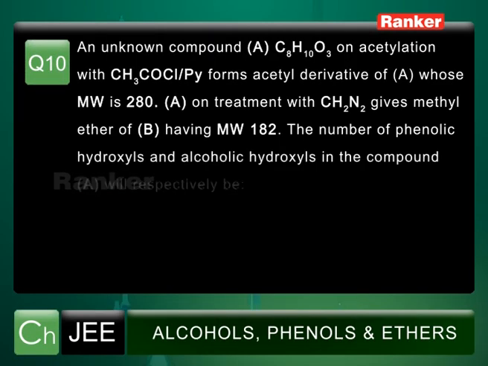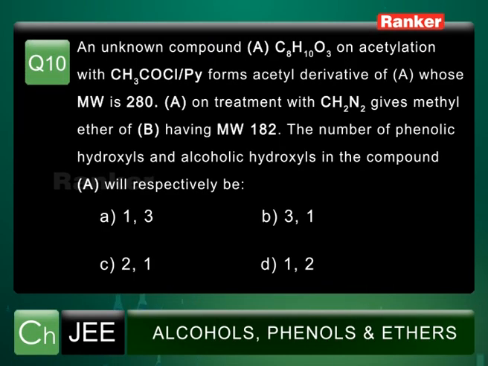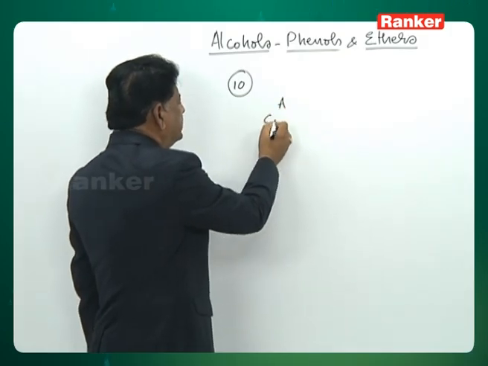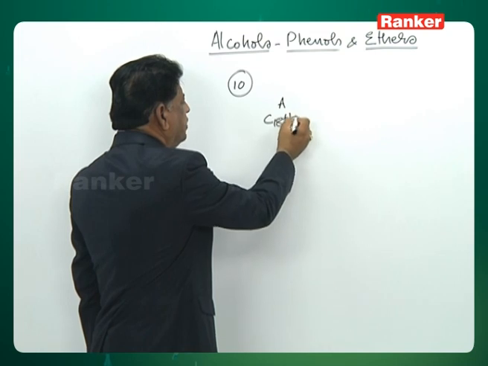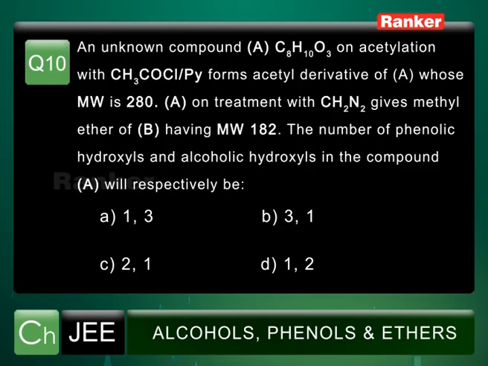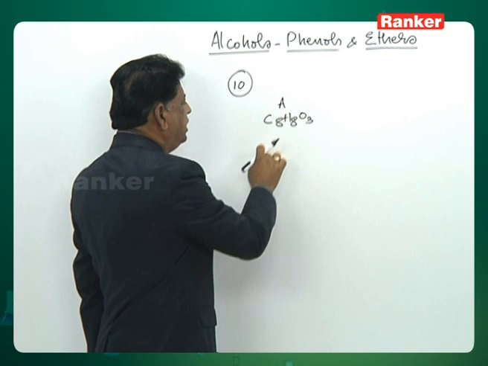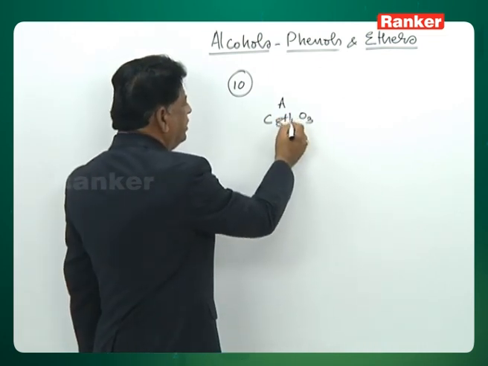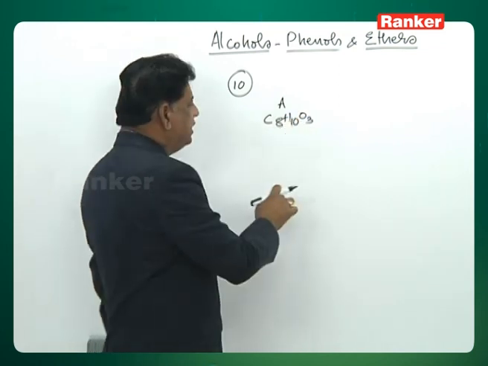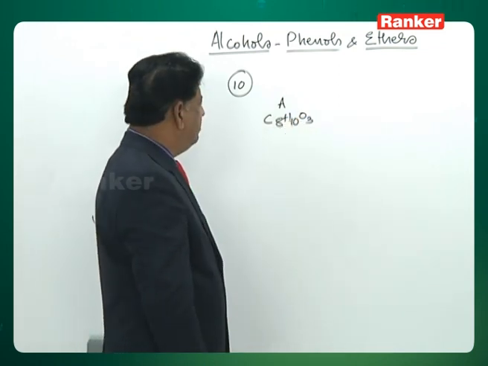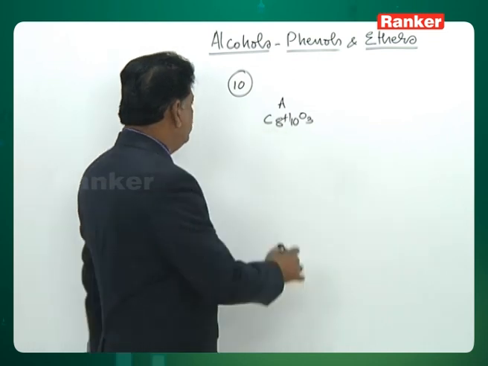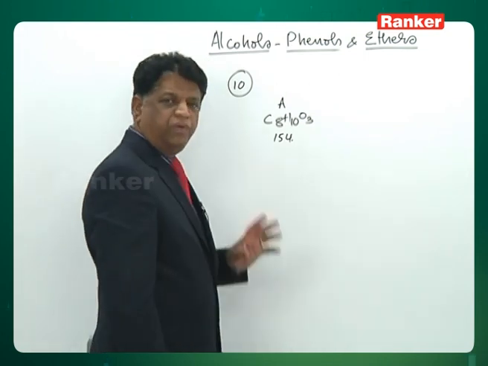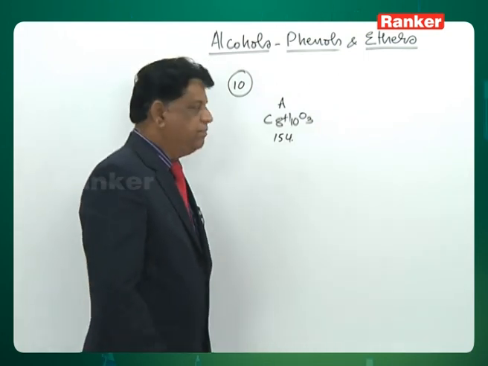The problem says an unknown compound A has the formula C8H10O3. You can calculate its molecular weight: 12 into 8, the hydrogen will be 10, oxygen will be 3, so the molecular weight will be 154, right? So this compound we have taken and acetylated.